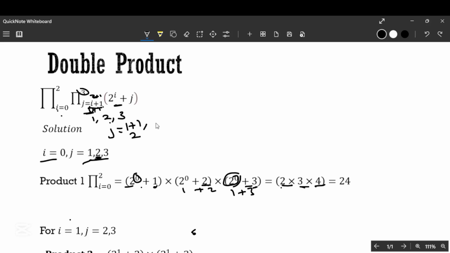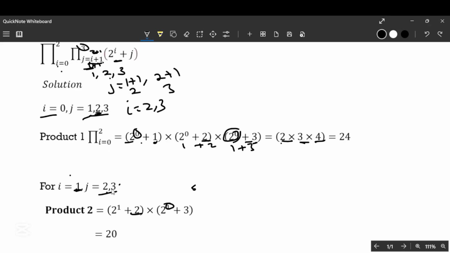Then i starts from 1 to 2. So when i is also equal to 2, you are going to have 2 plus 1. So j will range from 2 to 3, and that is what we have here. Now let's substitute it back. So we are going to have 2 exponent i, which is 2 exponent 1 plus 2, because j starts from 2 and ends at 3. i is equal to 1, j is equal to 3.